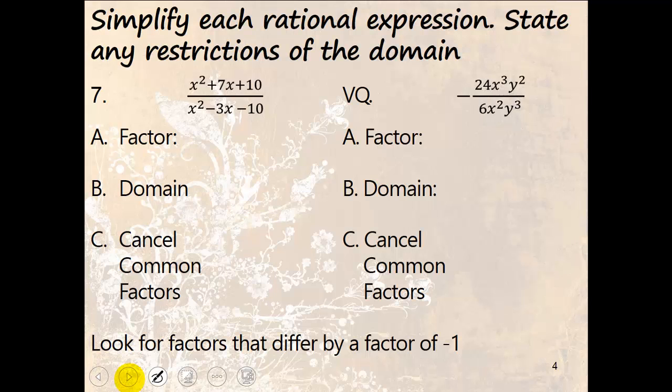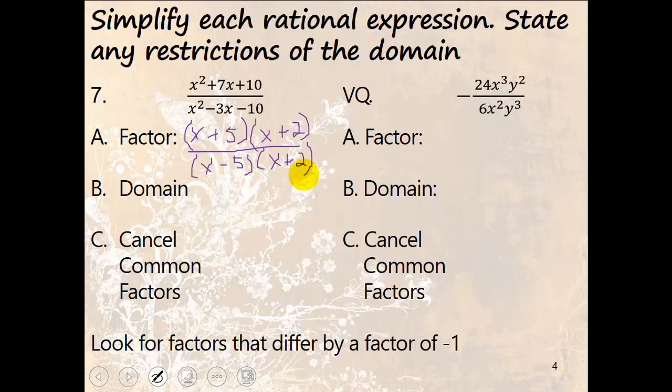All right, so now we're going to simplify each rational expression, just like what we were doing in the last couple of slides, and we're going to state the domain. We're going to state any exclusions. Remember to state your exclusions before you cancel. So on number 7, my numerator is going to factor into x plus 5 and x plus 2 over x minus 5, x plus 2.